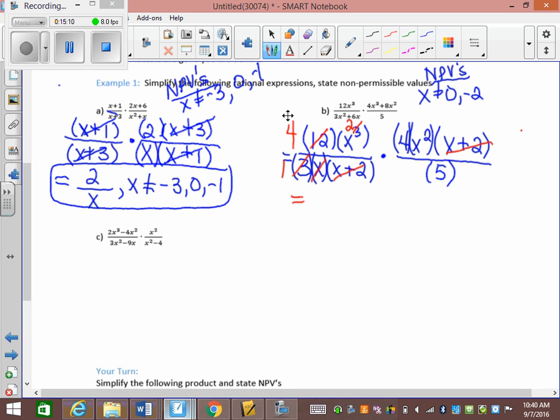So I'm multiplying. I'm going to go 4 times 4 is 16. x squared times x squared is x to the 4, because technically I have 2 x's and 2 x's, which is x to the 4. You always add them. So this is like I have 2 x's and 2 x's, over 5. If you wanted to, you can state that x can't equal 0.